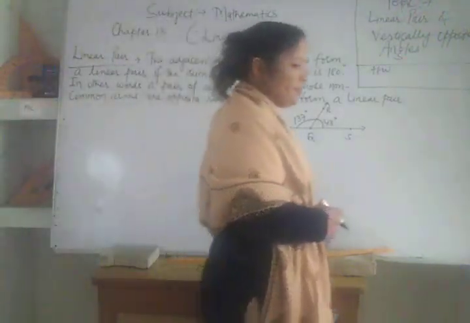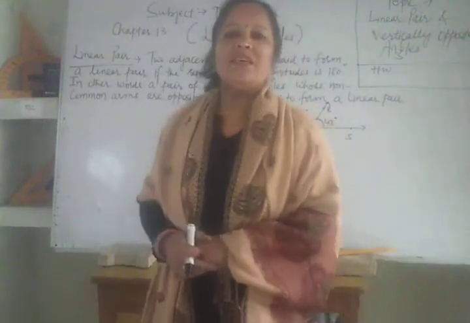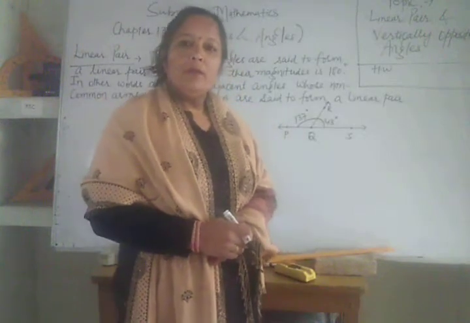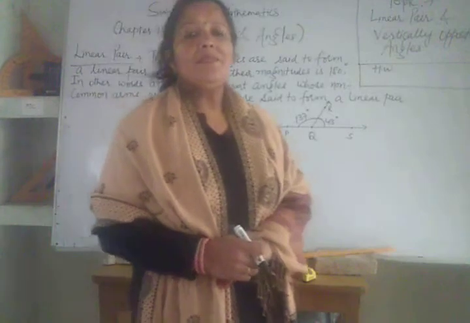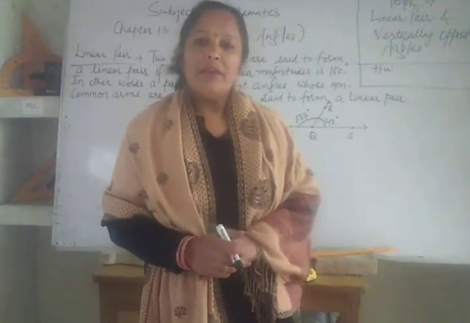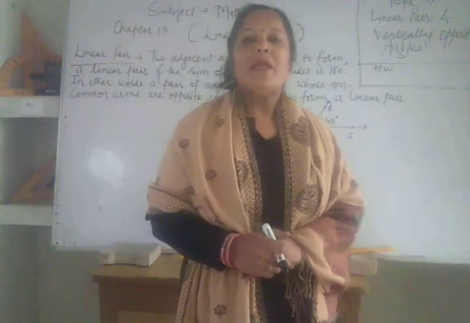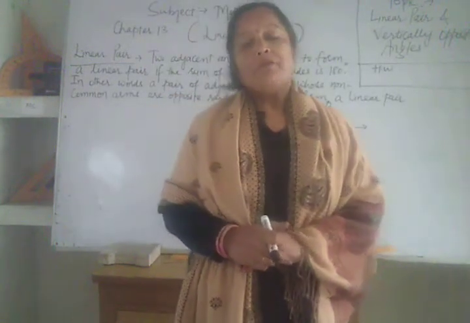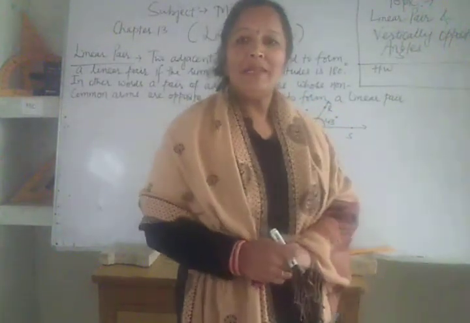First of all, I have told you about angle. When two rays meet each other at a point, at a vertex, then an angle is formed. And I have told you about adjacent angles. Adjacent angles are the angles which have a common vertex and a common arm, and the non-common arms lie on either side, opposite sides. After adjacent angles, we will now learn about linear pair.